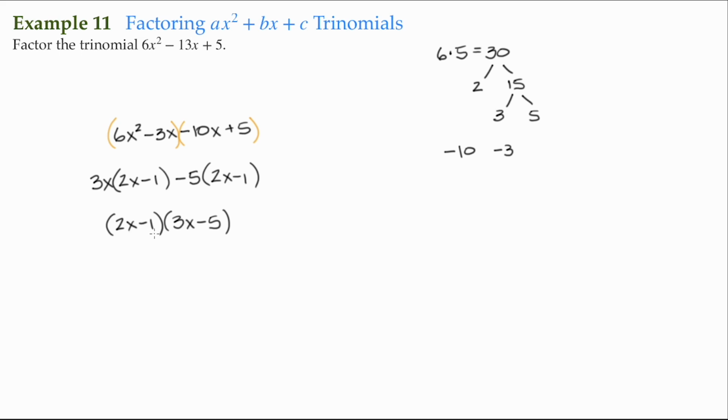So 2x minus 1 times 3x minus 5 are the two binomials that when we multiply them together will give us 6x squared minus 13x plus 5. And I think we got it.